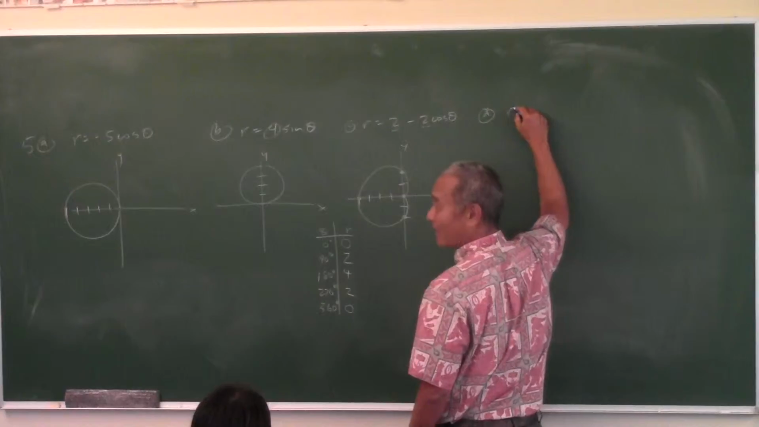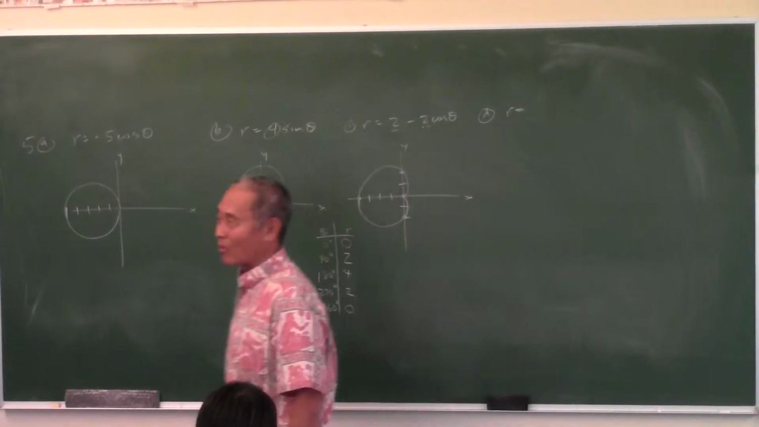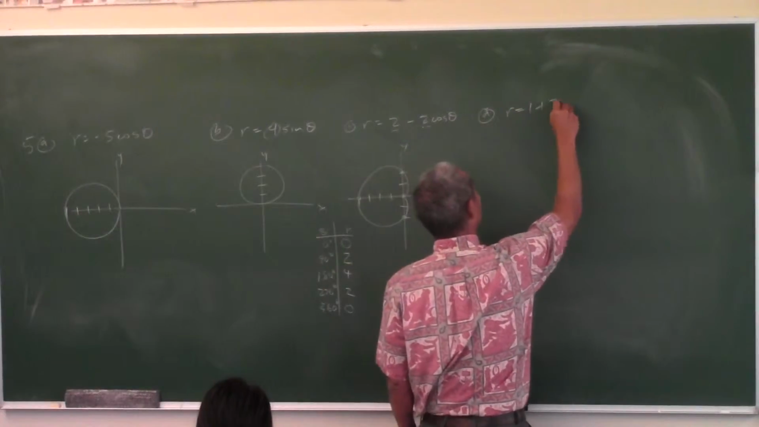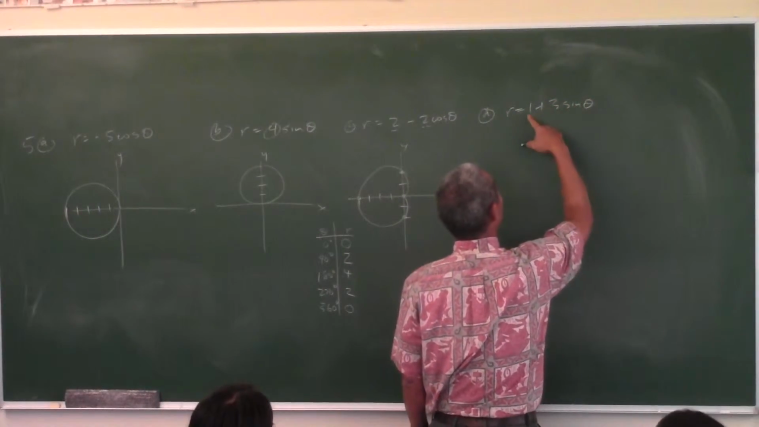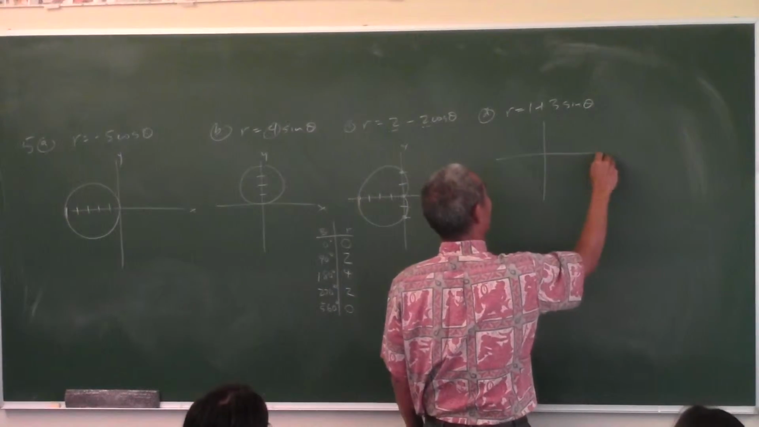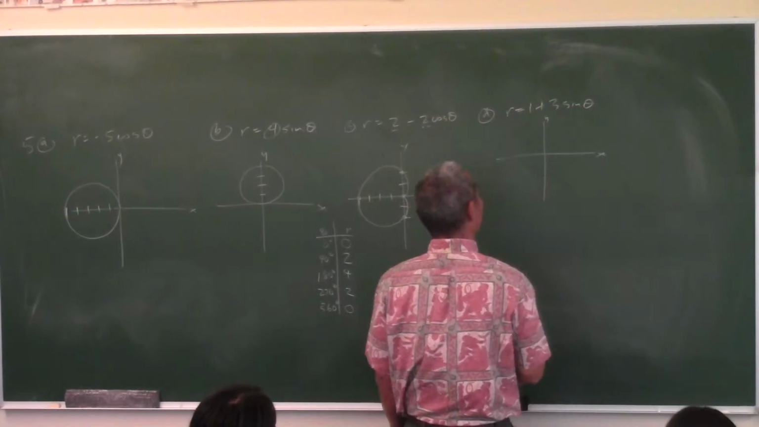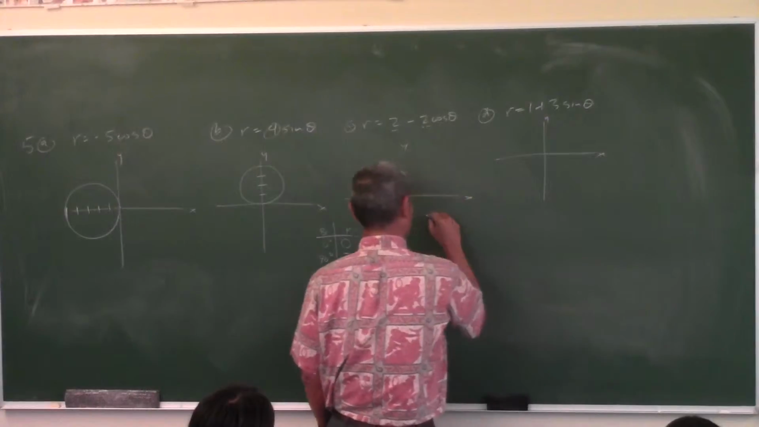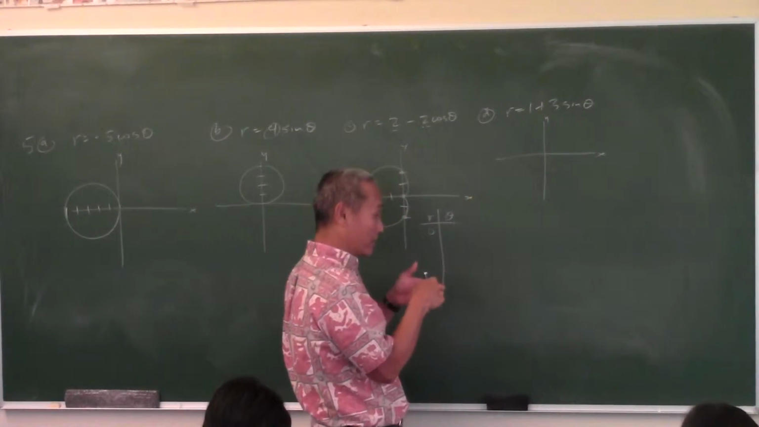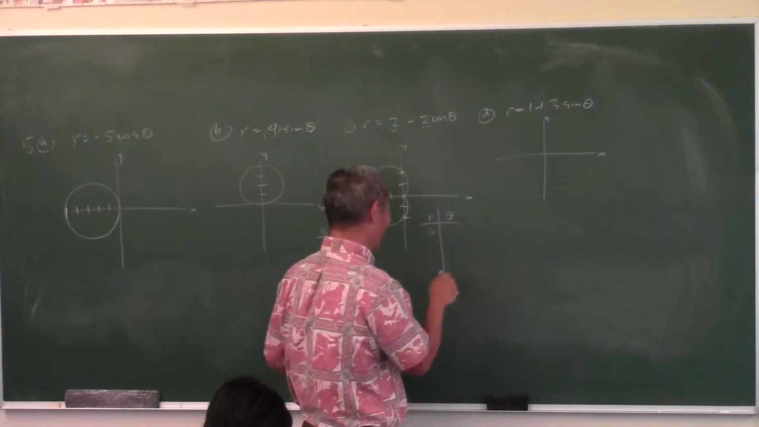Okay, D. R equals, I can't even read that. 1 plus 3 sine theta. So what happens when the absolute value of that is smaller than that? There's a tiny circle back. Yeah, that's the hemorrhoid, right? Is that what you guys called it? Somebody called it the hemorrhoid. It's like a cardioid with a hemorrhoid.